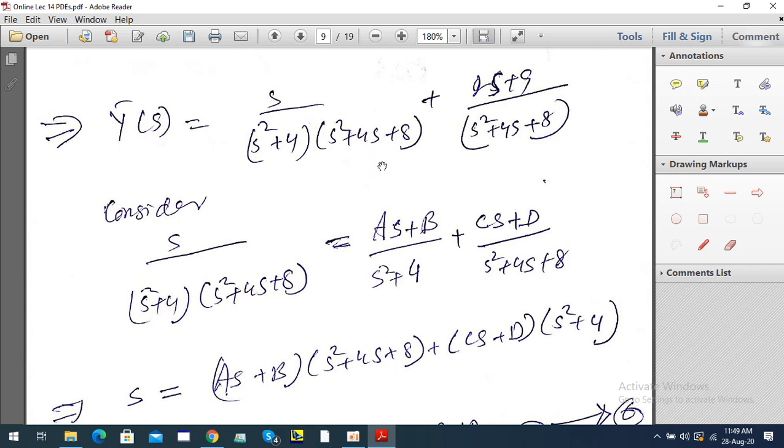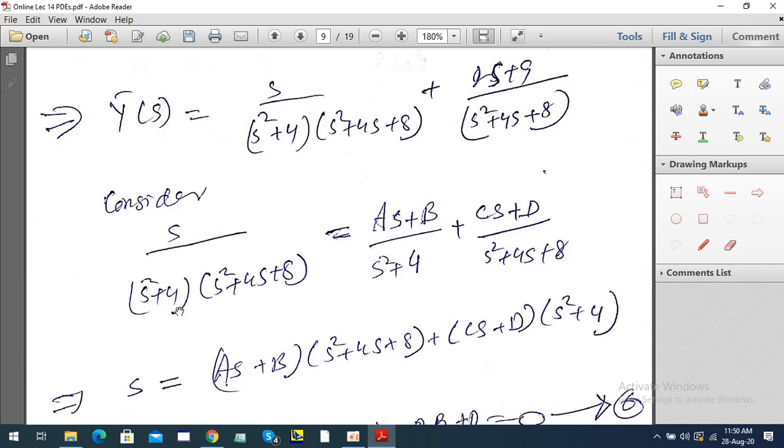So we need to simplify this first by partial fraction. You can see here this is the quadratic. So s by s square plus 4, s square plus 4 is plus 8. You can see the partial fraction. This is the quadratic equation. So A s plus B over s square plus 4, and C s plus D over s square plus 4 s plus 8. So multiply both sides by s square plus 4 into s square plus 4 s plus 8.